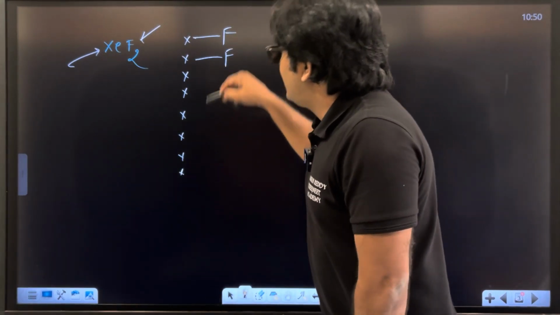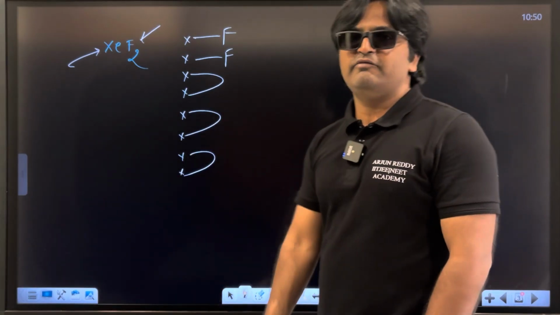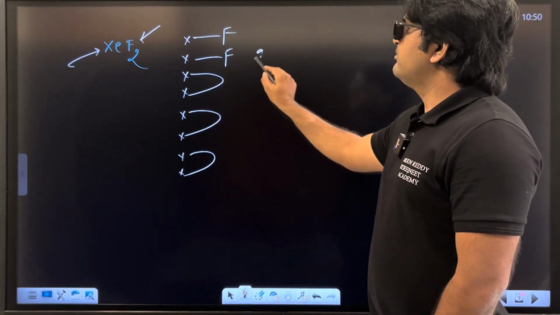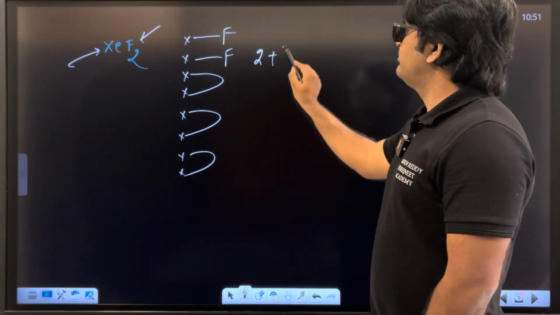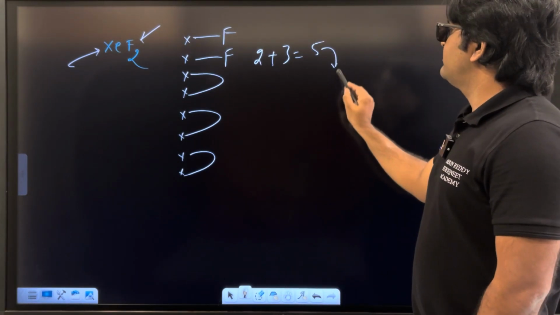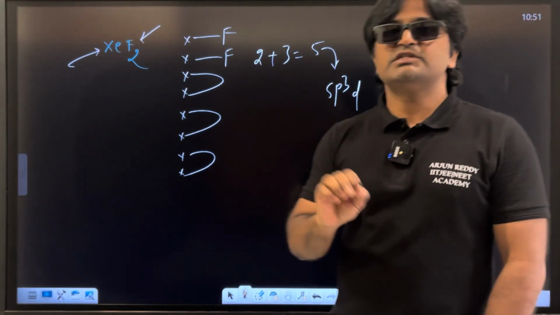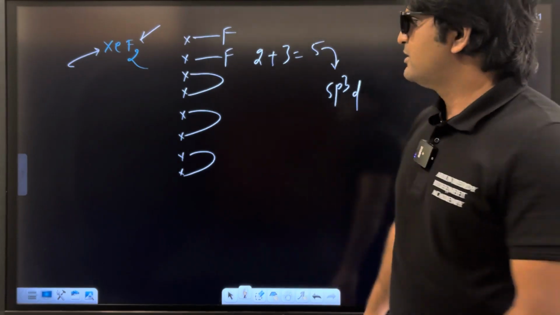After giving one electron, how many lone pairs of electrons are there? 3 lone pairs. Then you count the number of sigma bonds plus lone pairs: 2 plus 3, what is the answer? 5. And 5 means what hybridization? sp3d hybridization. That's it.